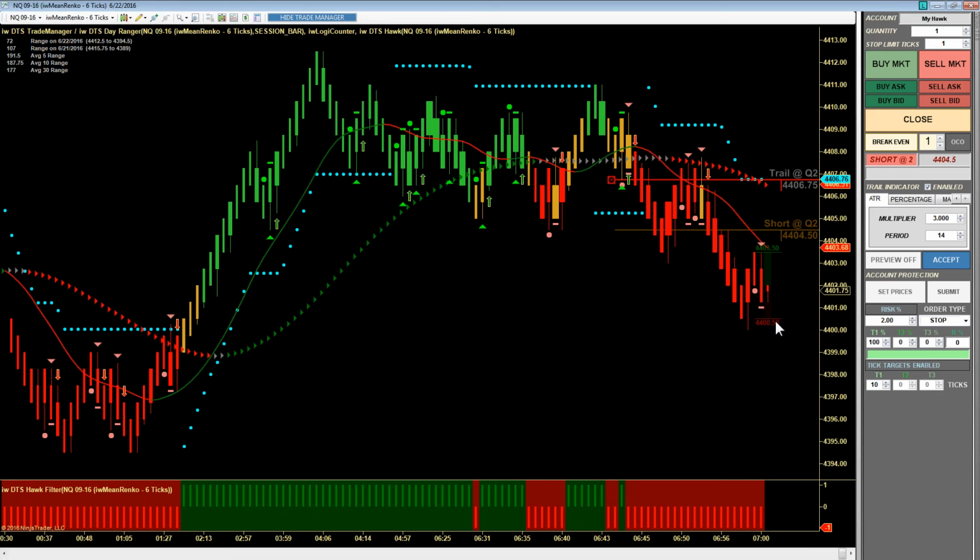Let's see if we can get this bar to close on the low. Maybe you'll actually get to see it move. Come on. There you go. You can do it. Come on. Oh, 4,400, a very important number for the NASDAQ lately.